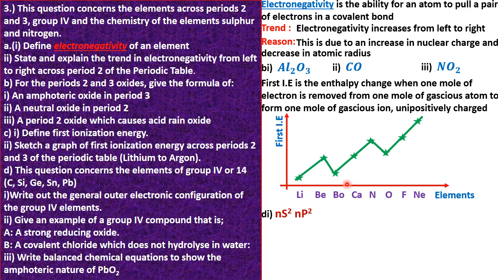That's the required graph. So the next part simply wants us to state the general outer electronic configuration of group 4 elements. So we have it as ns squared np squared. Great, that's it.